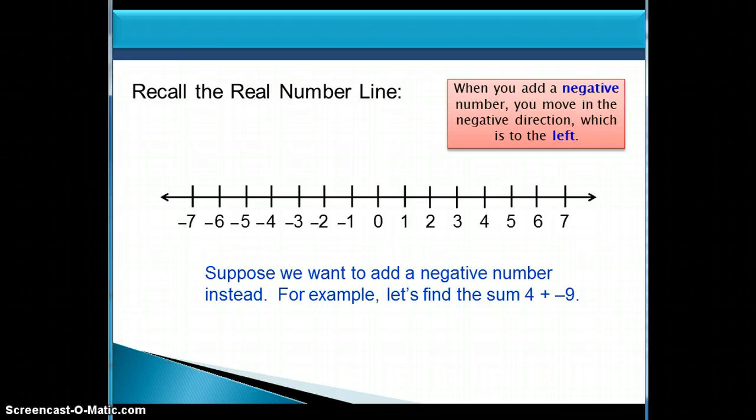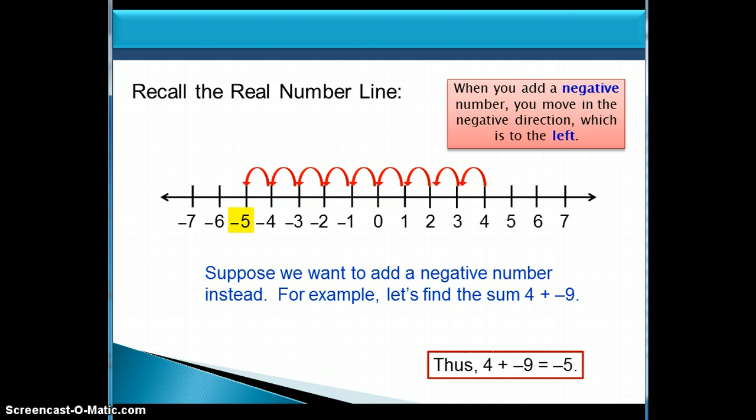So we're going to start at 4, and we're going to move 1 unit to the left, and then 2, 3, 4, 5, 6, 7, 8, 9, and we end up at -5. Thus 4 plus -9 is equal to -5.